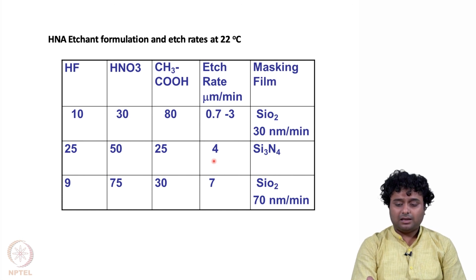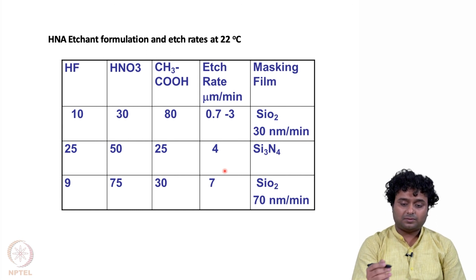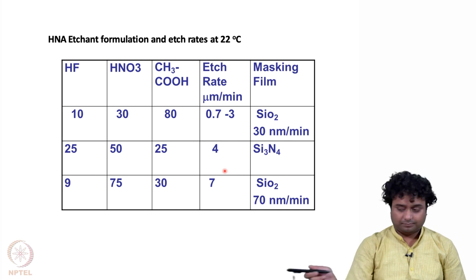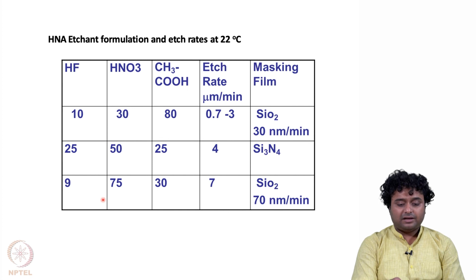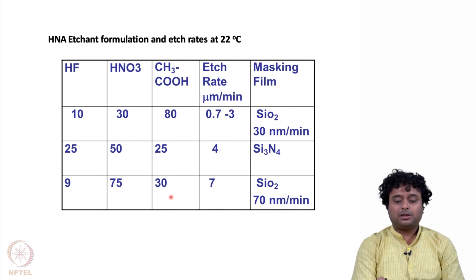Here you should understand one thing, that acetic acid is just a moderator. It just controls the reaction so that the HNO3 is not dissociating into the solution, but it does not actually react. So increasing HF and HNO3 with respect to acetic acid increases the etching rate. With 9% of HF and 75% of HNO3 and 30% of acetic acid, we get an etch rate of 7 micrometer per minute. So HNO3 will make the silicon convert more into SiO2, and that SiO2 will get etched by HF and we will have more silicon etching.